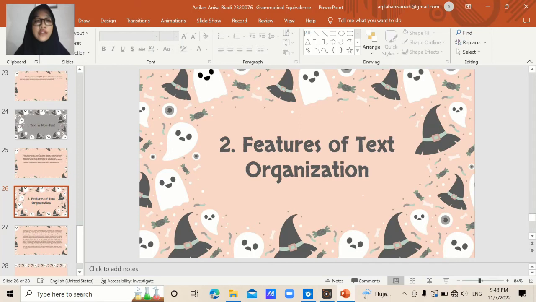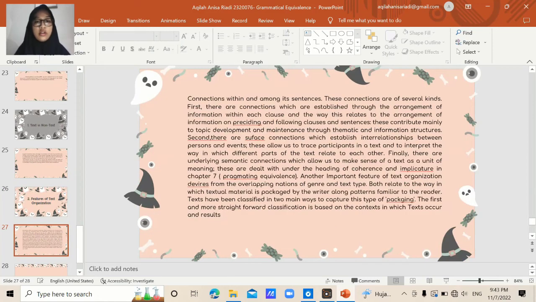2. Features of text organization. Connection within and among sentences. The connections are of several kinds. First, there are connections which are established through the arrangement of information within each clause and the way this relates to the arrangement of information in preceding and following clauses and sentences. These contribute mainly to topic development and maintain strong thematic and information structure. Second, there are sub-based connections which establish interrelationships between persons and events. And finally, there are underlying semantic connections which allow us to make sense of a text as a unit of meaning.